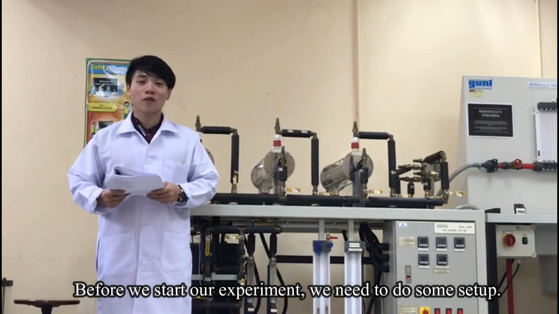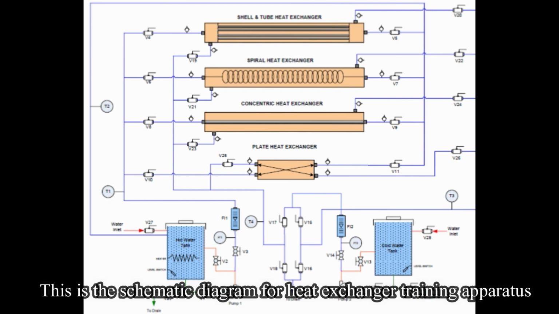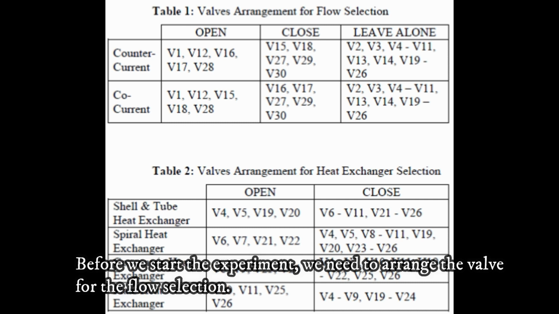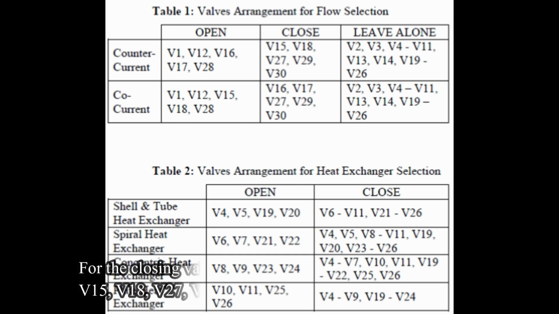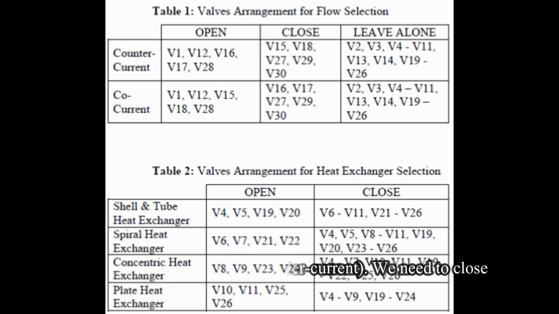Before we start our experiment, we need to do some setup. This is the schematic diagram for the heat exchanger training apparatus. Before we start the experiment, we need to arrange the valves for the flow selection. First, for the counter current, we need to open V1, V12, V16, V17 and V28. For the closing valves for counter current, we need to close V15, V18, V27, V29 and also V30.